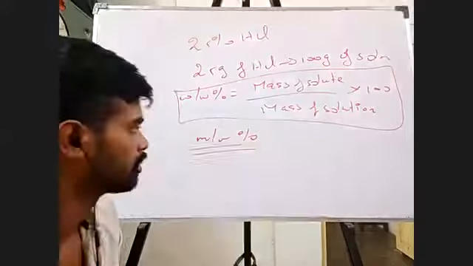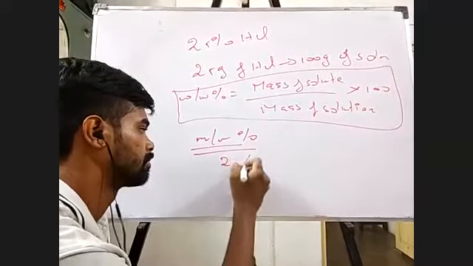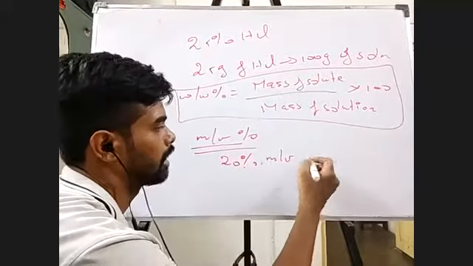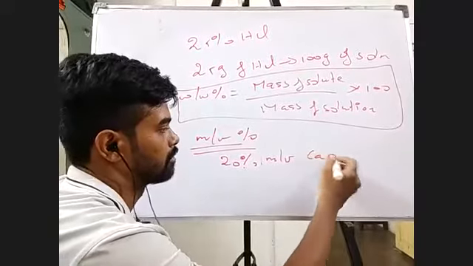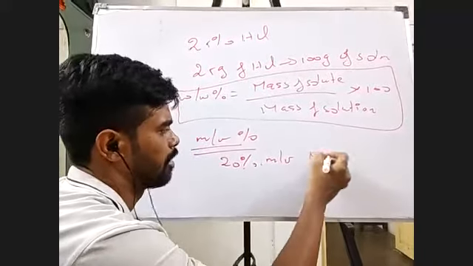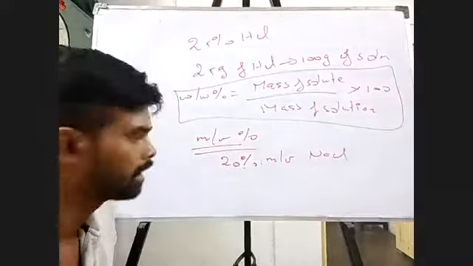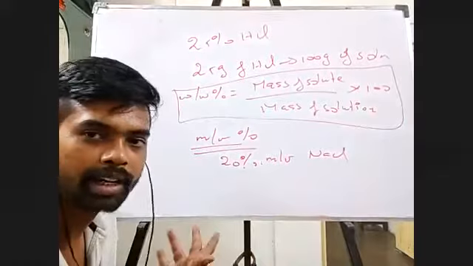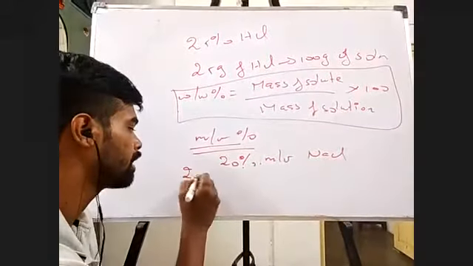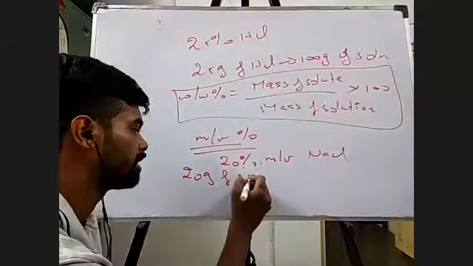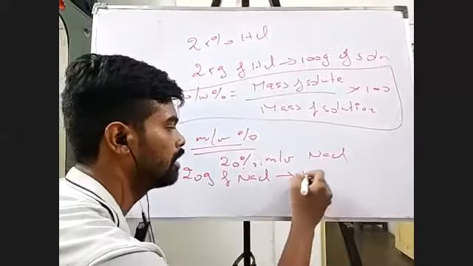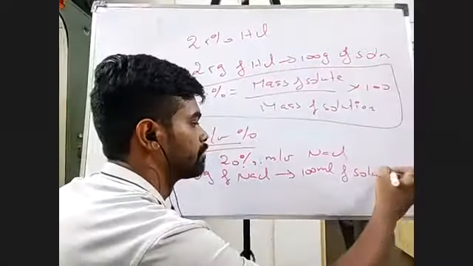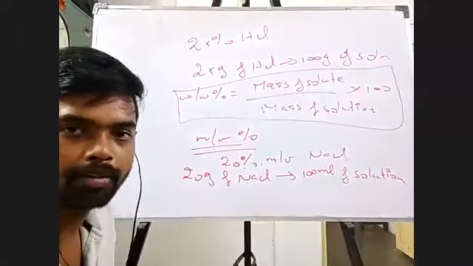Now if I say there is a 20% M by V solution of say something like calcium oxide or NaCl, whatever it is. Now 20% M by V solution of NaCl. From the definition you can easily say what this means. I have 20 grams of NaCl dissolved in 100 ml of the solution.